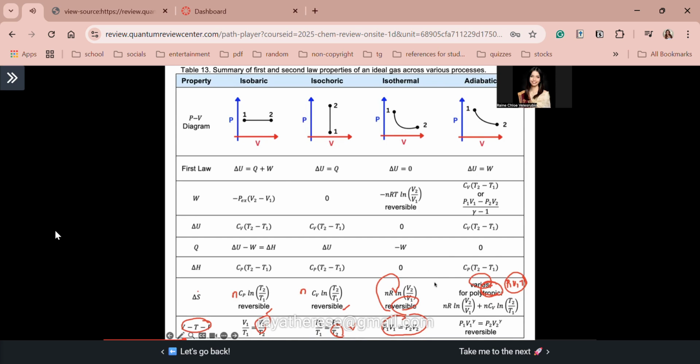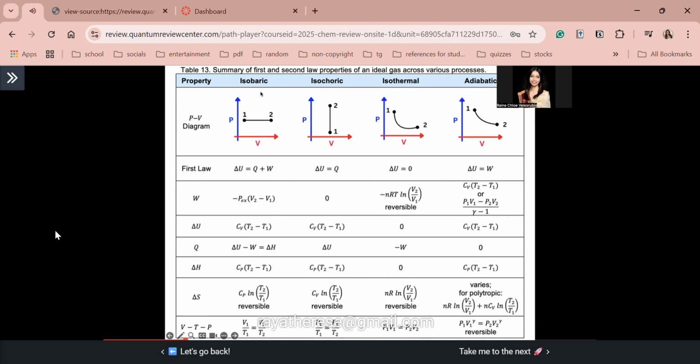Then lastly guys, if we have an adiabatic process, important to ha, the VTP equation is P1V1^gamma, o tandaan guys, gamma is equal to Cp over Cv, right? Is equal to P2V2^gamma. Again, Cp over Cv. And this is applicable to reversible process.